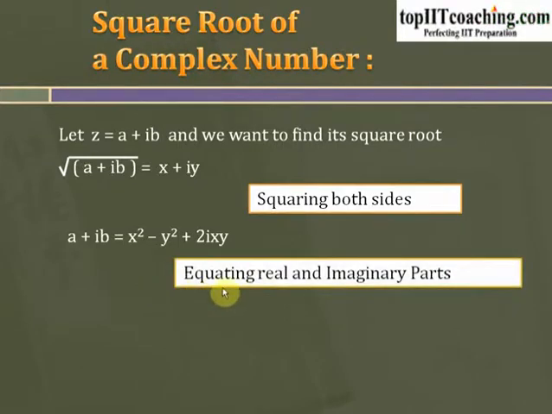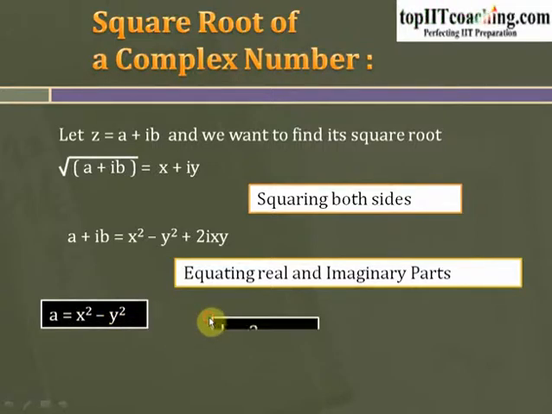Now we equate the real and the imaginary parts. As these two complex numbers are equal, their real parts must be equal and the imaginary parts must also be equal. So when we equate the real parts, we get a equal to x square minus y square, and similarly when we equate the imaginary parts, we get b equal to 2xy. Now we have to find the values of x and y, and if we know them, then we can find the square root of z.